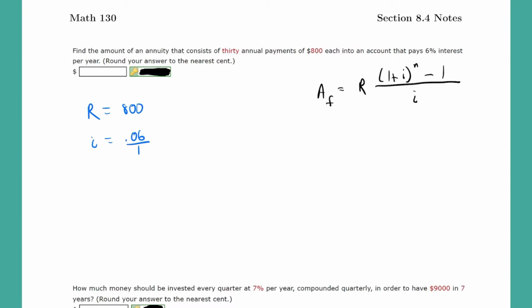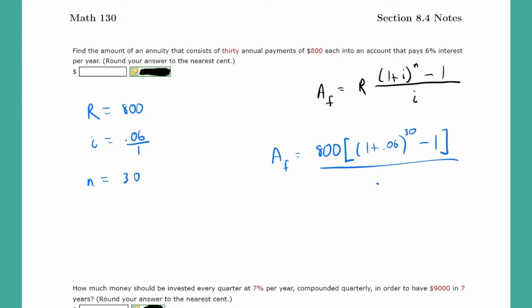All right, and then the final thing we need is N, the number of total payments. It tells you here that we're going to be making 30 annual payments, so that would be 30. All we got to do is plug in these numbers, and we should get our answer. I'm going to type it into the calculator this way. I'm going to put the R in the numerator: 1 plus 0.06 divided by 1, you don't really need the 1, to the nth power, which is 30, minus 1, close bracket, all over 0.06.